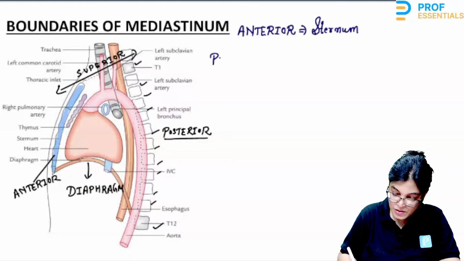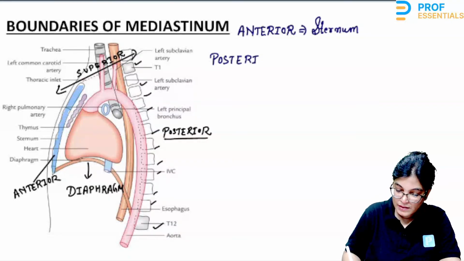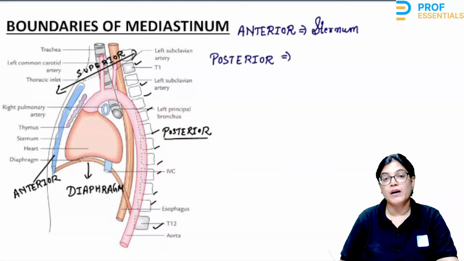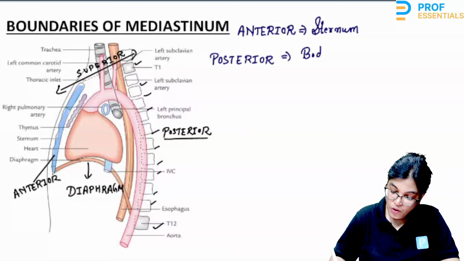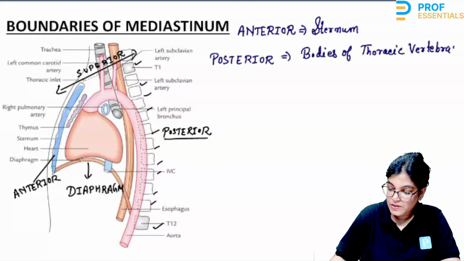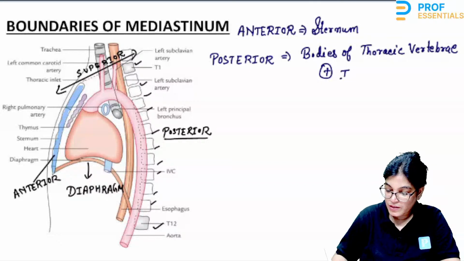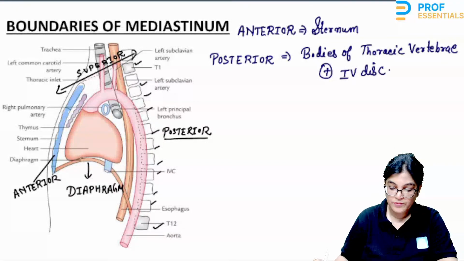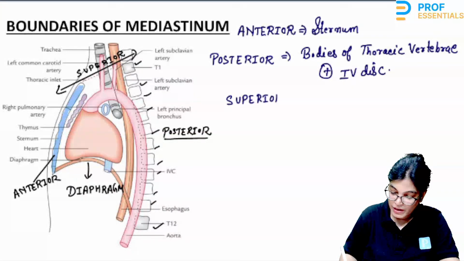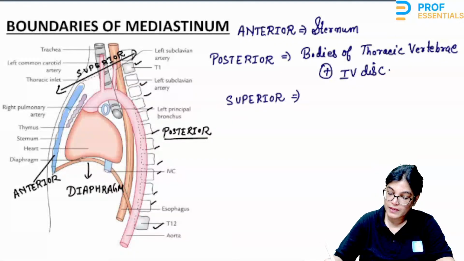On the posterior aspect, we will have the part of the vertebral column containing the bodies of thoracic vertebrae and the associated intervertebral discs. What lies on the superior aspect? When I talk about the superior aspect, we have the superior thoracic aperture.